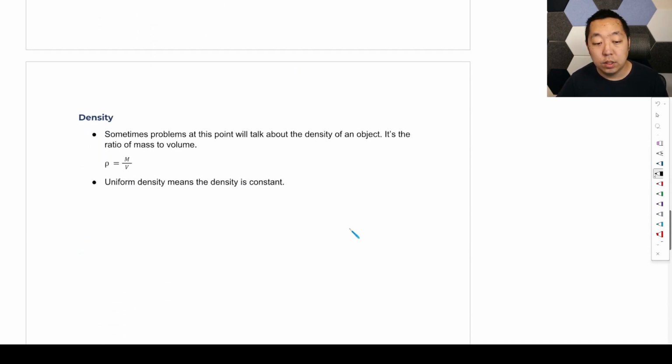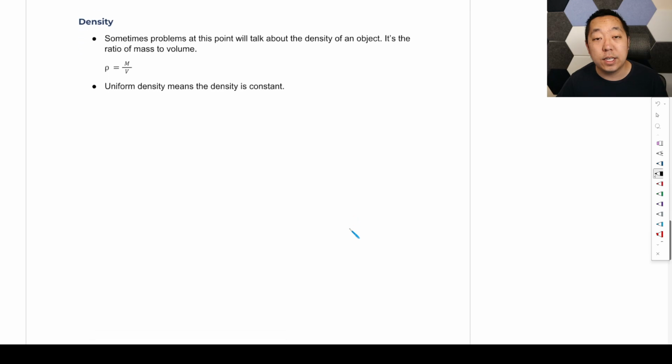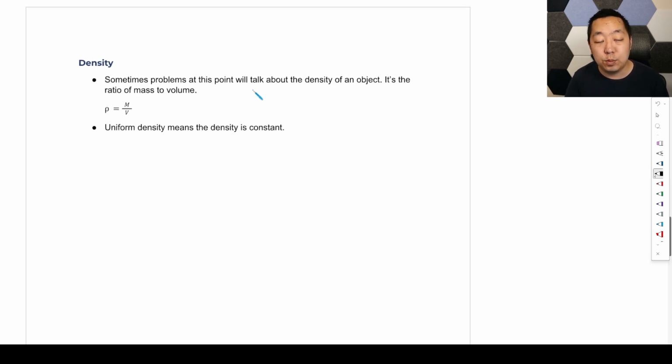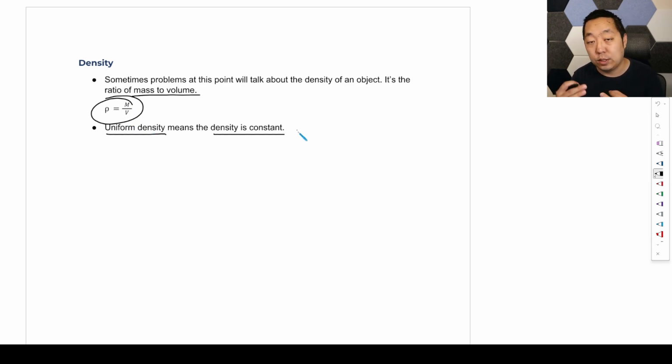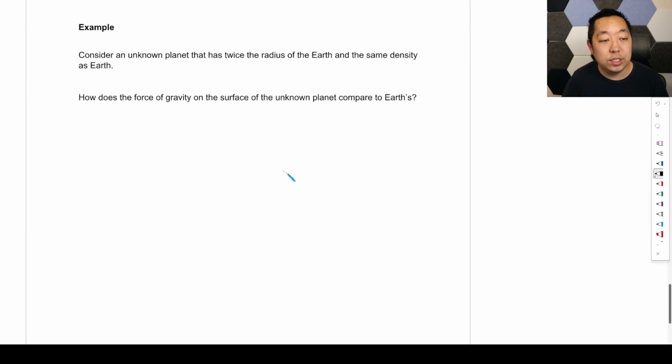Okay. Let's do one more example where we have to deal with density. So sometimes problems like to ask about the density of an object, which is the ratio of mass to volume. Okay. Uniform density means that the density is constant. So density is generally kilograms per cubic meter. It's the ratio of mass to volume. So sometimes we have to think about volumes of objects or volumes of spheres. So consider an unknown planet that has twice the radius of the Earth and the same density as Earth. How does the force of gravity on the unknown planet compare to Earth?